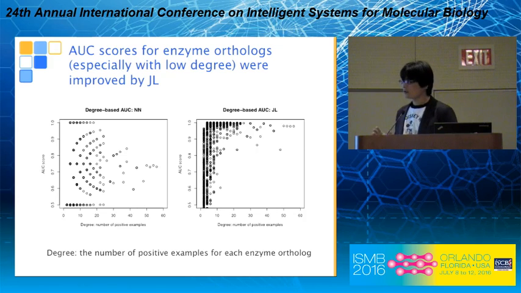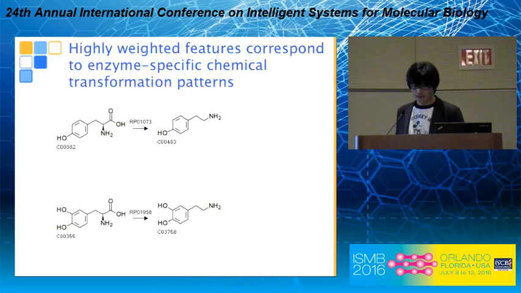And this method is also proposed to be able to extract the common, important characteristics of chemical transformation patterns as highly weighted features. So this is one of the examples of an ortholog that catalyzes two reactions like this. And as you can see from this picture, we can easily extract the common characteristics of the chemical transformation, as indicated in the red circles.